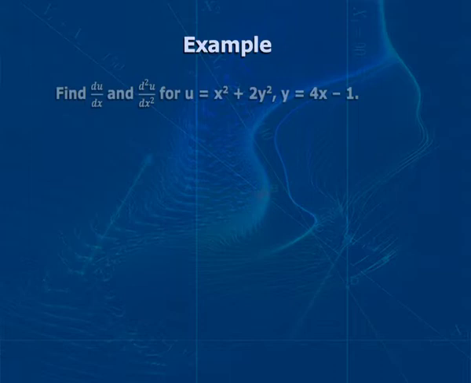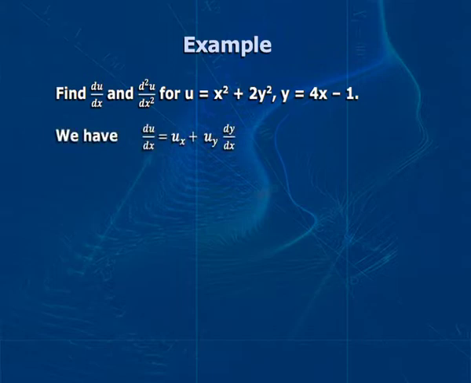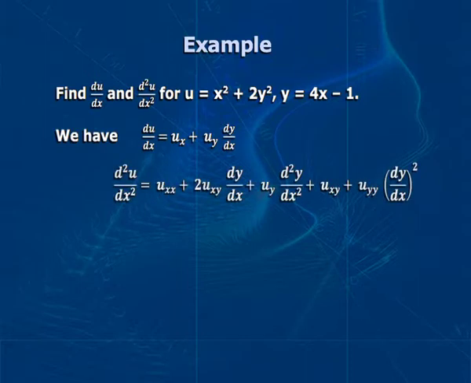Example, find du by dx and d square u by dx square for u equal to x square plus 2y square, y is equal to 4x minus 1. We have du by dx is equal to ux plus uy dy by dx. D square u upon dx square is equal to uxx plus 2uxy dy by dx plus uy d square y upon dx square plus uyy (dy by dx) whole square. dy by dx is equal to 4 and d square y upon dx square is equal to 0.